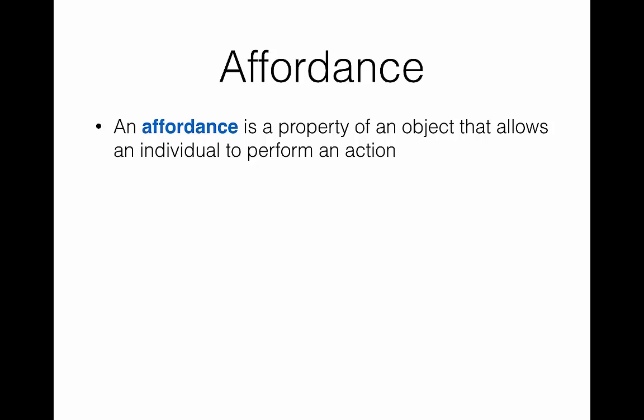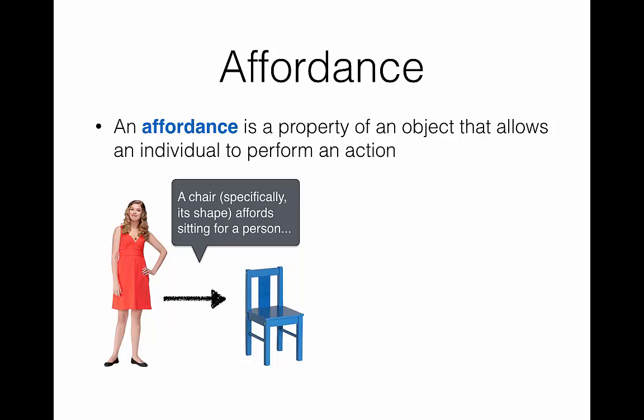Now we're going to talk about affordances and signifiers. An affordance is a property of an object that allows an individual to perform an action. For example, the shape of the blue chair in this slide allows the woman to sit on it. So the shape of the chair is an affordance for the woman.